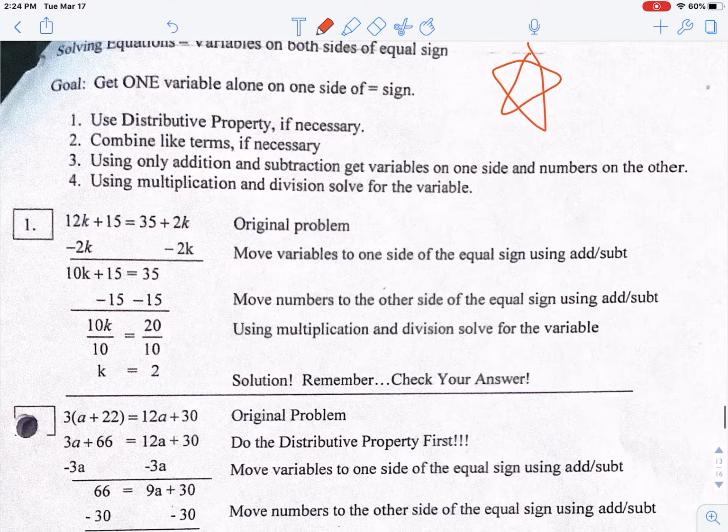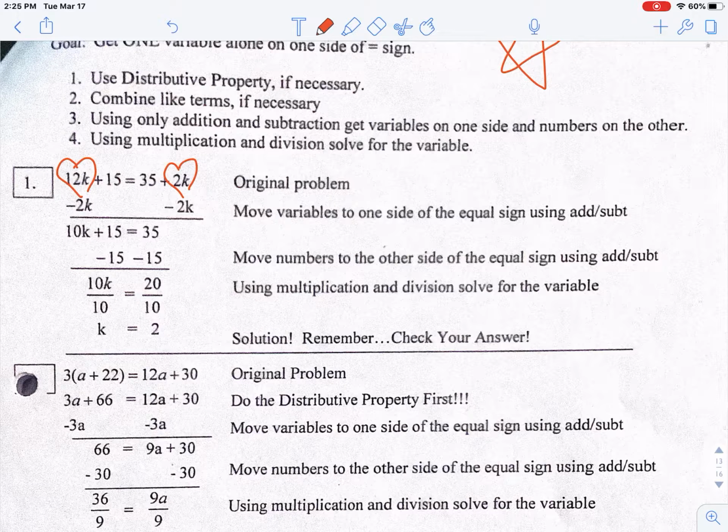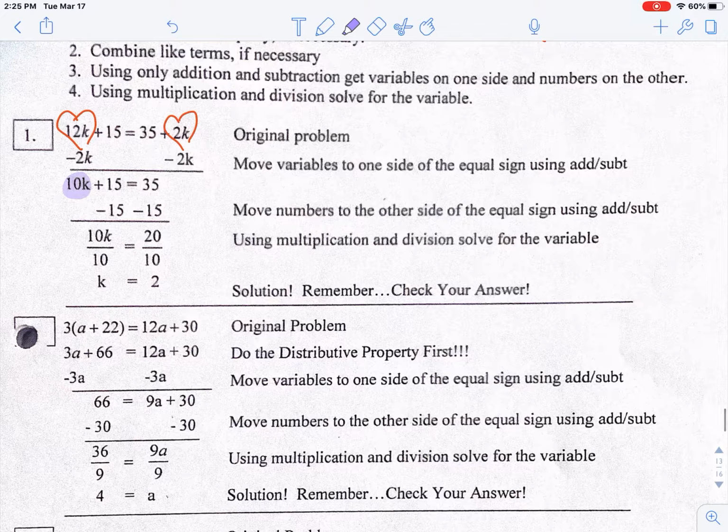So looking at our number 1 here, we have 12k plus 15 is equal to 35 plus 2k. So we always want to keep these together again, just like we did last time, but we want to combine those terms, just like you did in your green and pink packets. We're just combining like terms now. So to get that 2k to the other side, we subtracted it, and that resulted in 10k. 12k minus 2k gave us 10k, and then they kept their numbers, and then they simplified it even further.